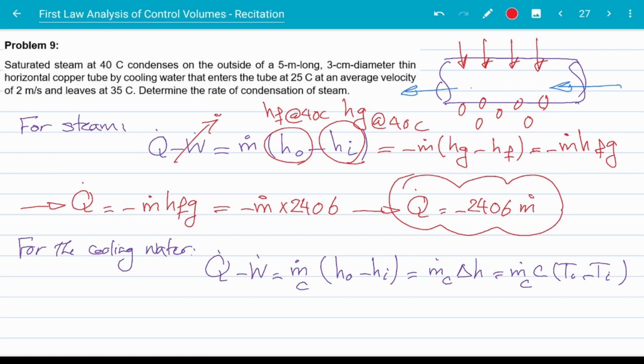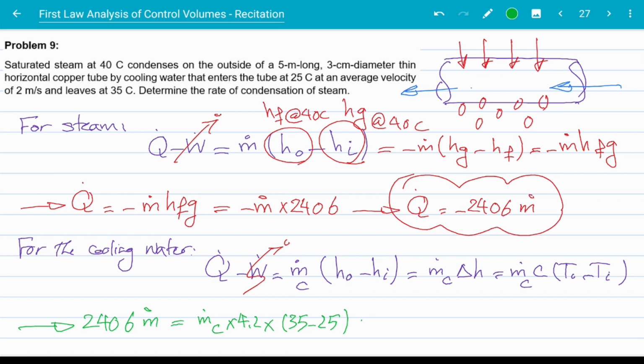Again, there is no work involved, so work is going to be 0, but the Q that the cooling water receives is equal to the Q that the steam is losing. So I'm going to change the sign for the Q and say 2406 m dot is equal to m dot of the cold water times 4.2, the c of water, times 35 minus 25, the temperatures of water exiting and entering the tube.